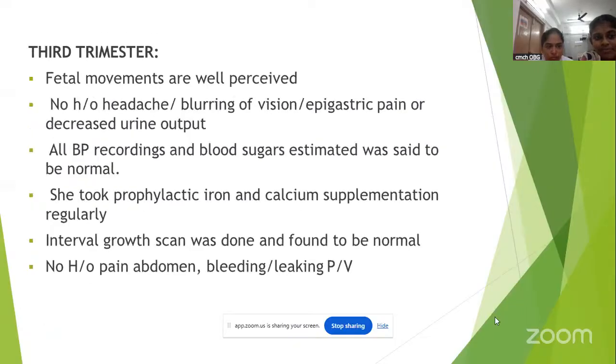In the third trimester, fetal movements were perceived well. No history of headache, blurring of vision, epigastric pain or decreased urine output. All BP recordings and blood sugars estimated were found to be normal. She took prophylactic iron and calcium supplementation regularly. Interval growth scan was done and found to be normal. No history of pain abdomen, bleeding or leaking PV.